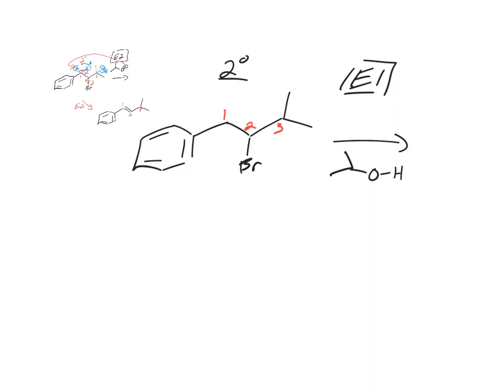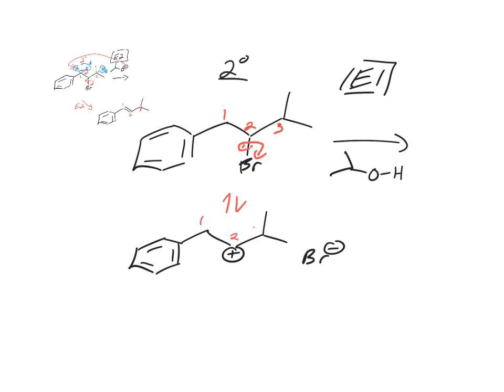So E1 mechanism, what's the first step going to be? Leaving group leaves. And we're going to form a carbocation. When we form a carbocation, what do we need to be thinking about? Rearrangements. All right. So in this case, we have a secondary carbocation. We start with the secondary. Can we make this more stable? How can we make this more stable? Which way do you want to go?